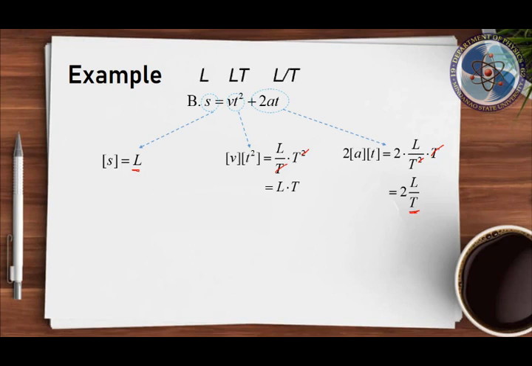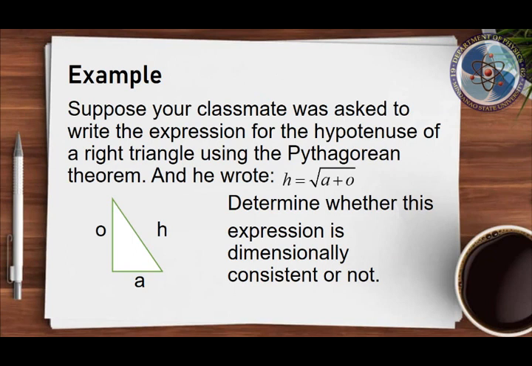And therefore, the dimension on the left side is L. The first expression that we encounter on the right side is LT, and the last part on the right side of the equation has the dimension L over t. And therefore, we conclude that this is not dimensionally consistent. Let's proceed to another example.